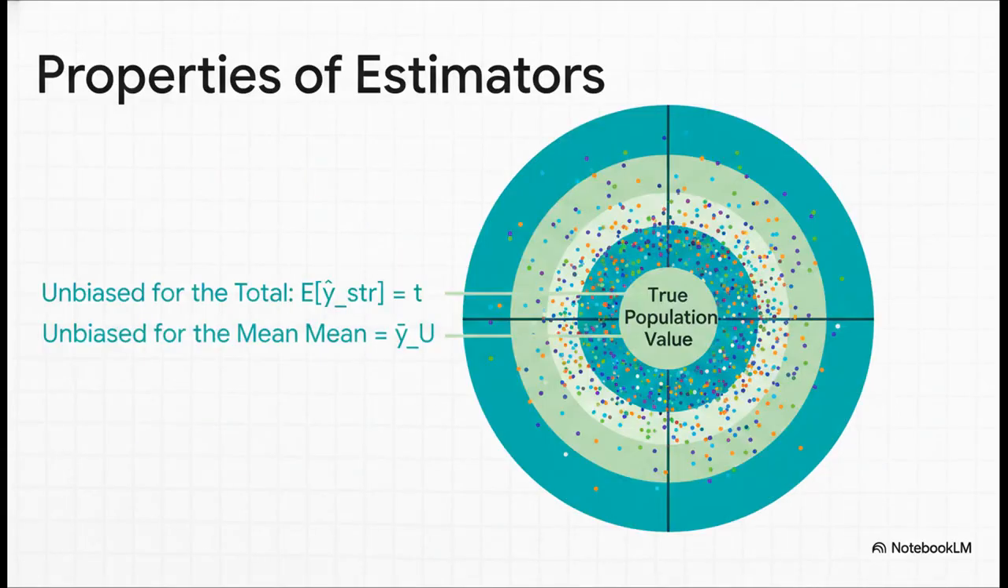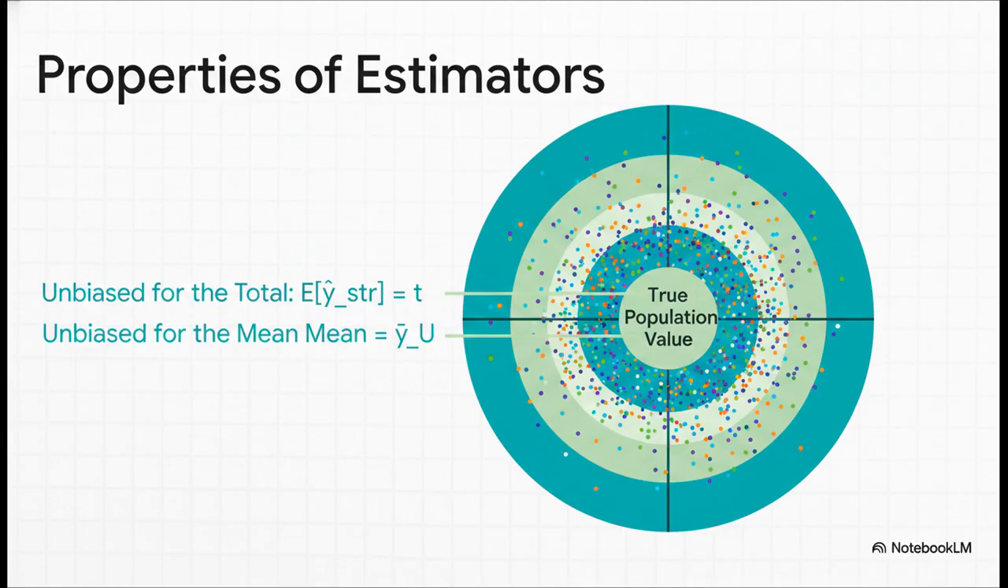And here is the best part. We can trust these estimators. Why? Because they are unbiased. Now, what does that actually mean? Well, think of it like throwing darts. An unbiased thrower might not hit the bullseye every single time, but on average, their throws are centered right on it. There's no systematic error pulling them to the left or right.